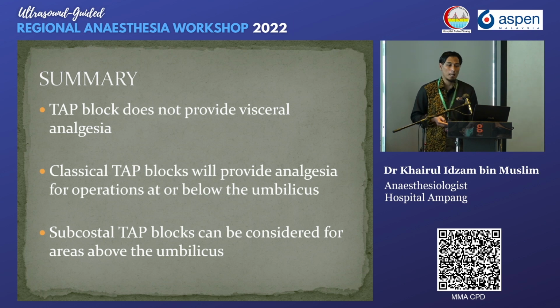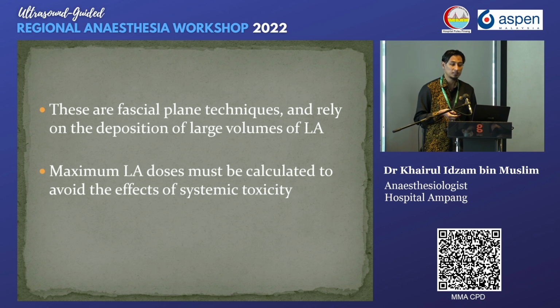So summary: TAP block does not provide visceral analgesia. Classical TAP blocks will provide analgesia for operations at or below the umbilicus, but if the surgical site is above the umbilicus, we can perform subcostal TAP. Okay, these are fascial plane techniques and rely on the deposition of a large volume of LA. Maximum LA doses must be calculated to avoid the effects of LAST, local anesthetic systemic toxicity.